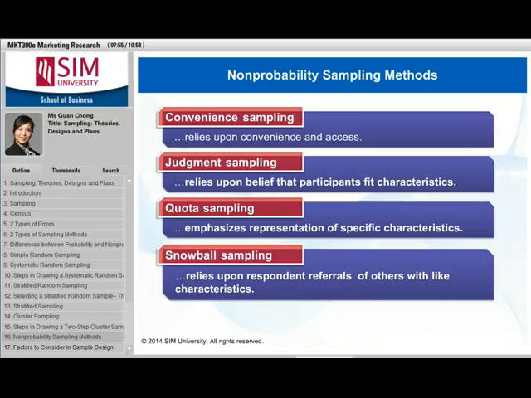Under non-probability sampling methods, there are 4 major types: convenience sampling, judgment sampling, quota sampling, and snowball sampling. Convenience sampling relies upon convenience and access. Judgment sampling relies upon beliefs that participants fit characteristics. Quota sampling emphasizes representation of specific characteristics. And snowball sampling relies upon respondent referrals of others with like characteristics.